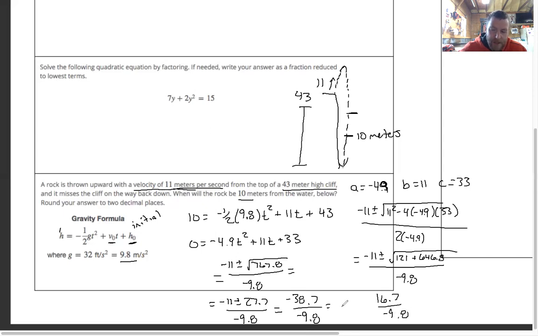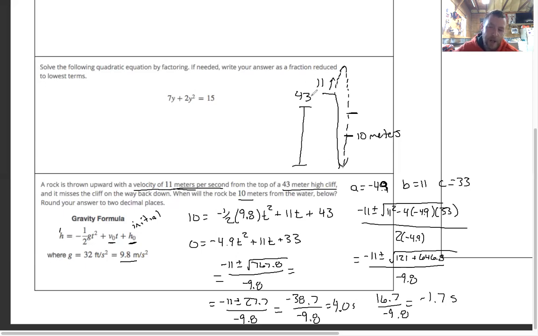Okay, so one of these answers is correct. If I do the math here, 38.7 divided by 9.8, I get 4.0 seconds. And then this one, 16.7 divided by -9.8, would be -1.7 seconds. So my two answers are -1.7 seconds and 4 seconds.